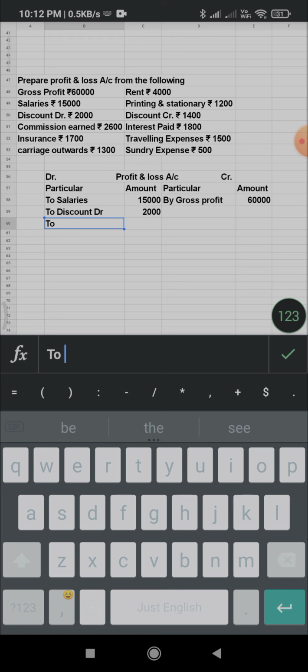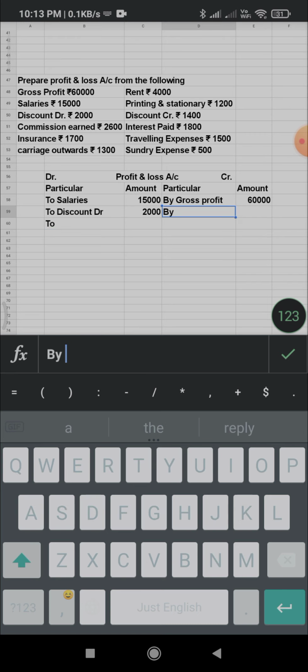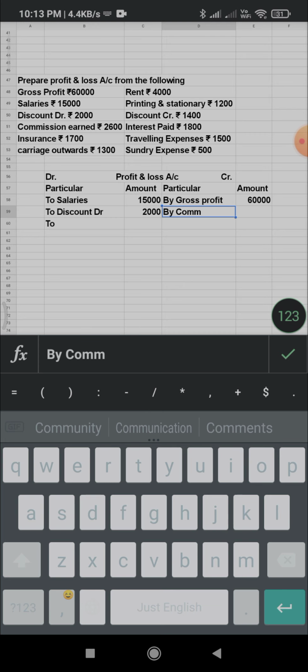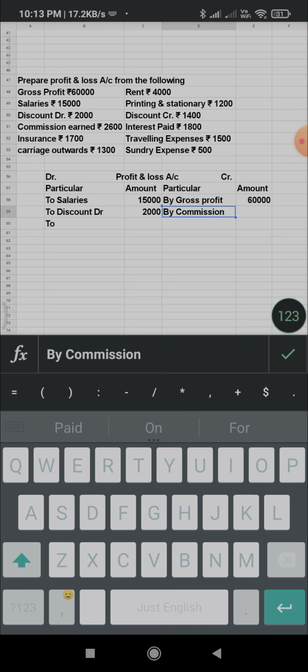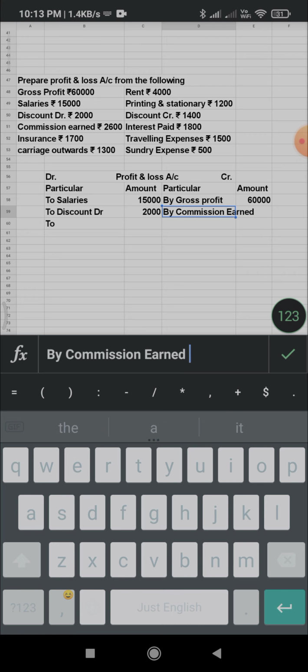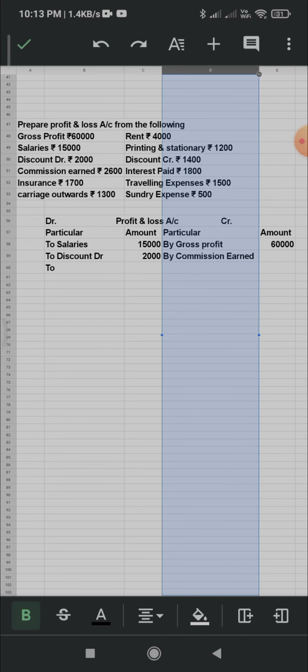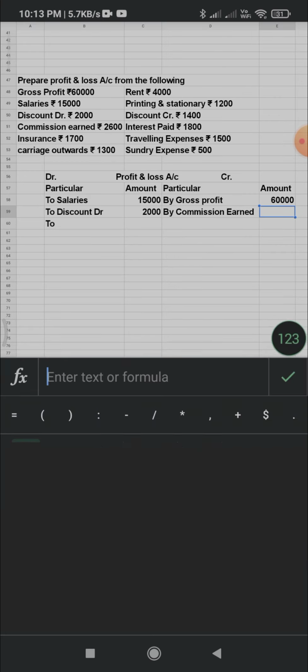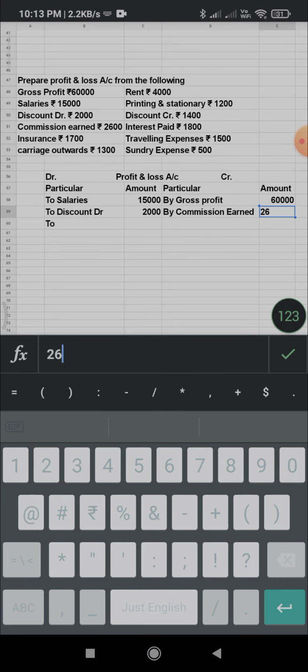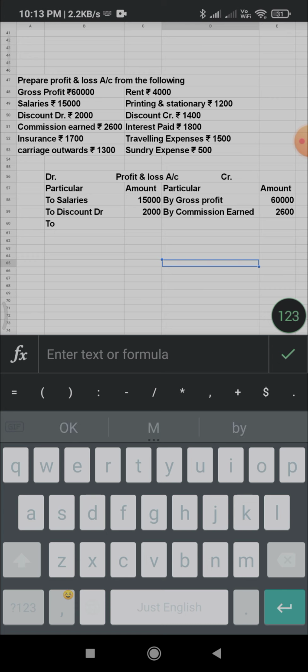If they are given under the credit side, it will be taken under the credit side of the profit and loss account. Next one, commission earned. Commission earned is nothing but an income. Commission earned will be taken under the credit side of the profit and loss account. What is the amount given here now? The amount is 2,600.